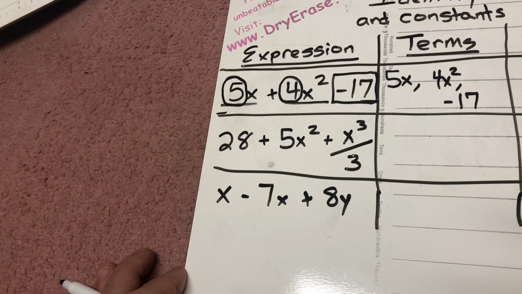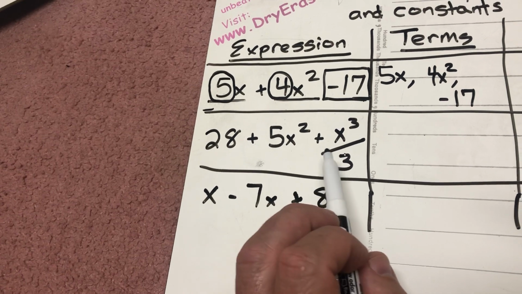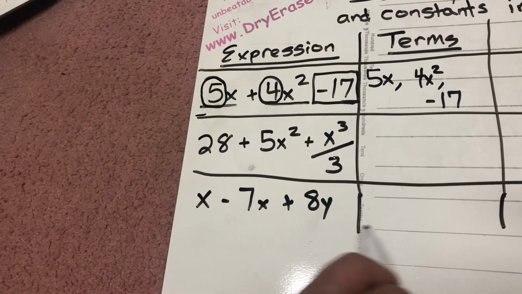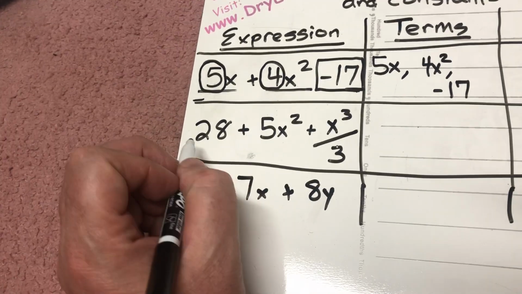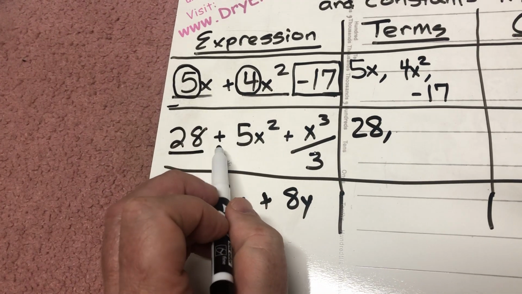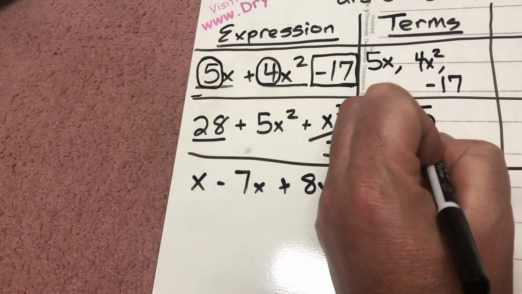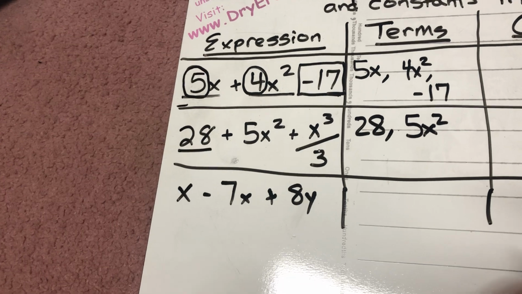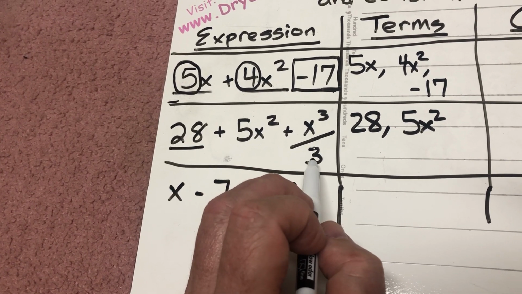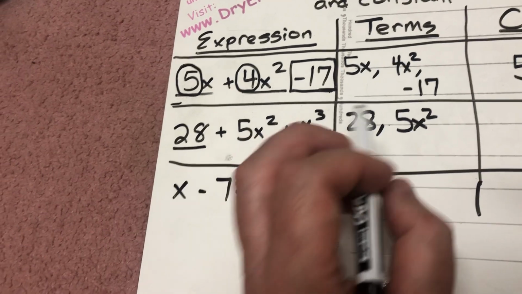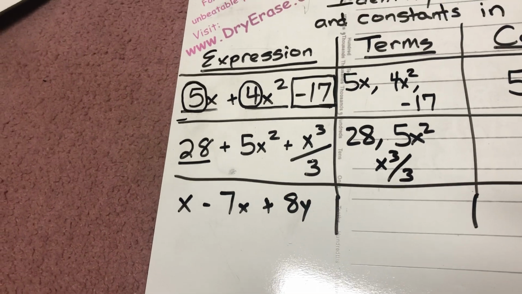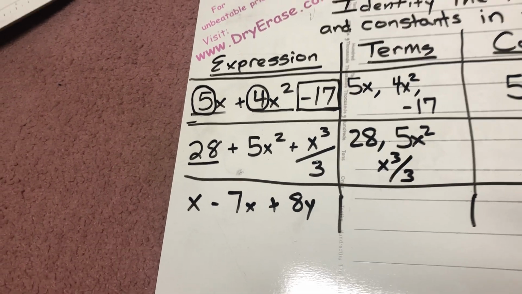As I go to this second one, we have 28 plus 5x squared plus x cubed divided by 3. Well, I see my terms first of all. I have 28. I have a positive 5x squared, so I'm just going to put 5x squared. And then I have a positive x cubed over 3, okay? So x cubed over 3 as a term as well.